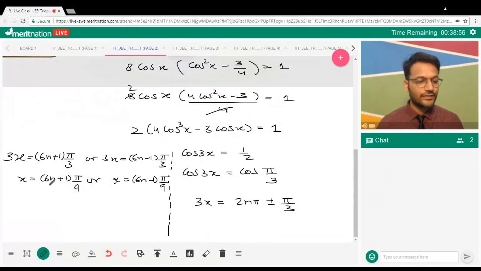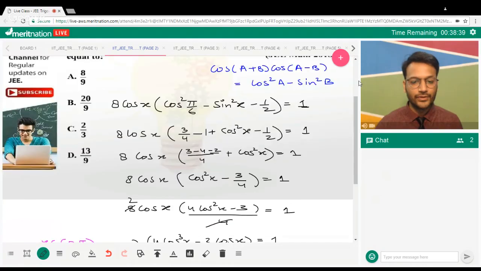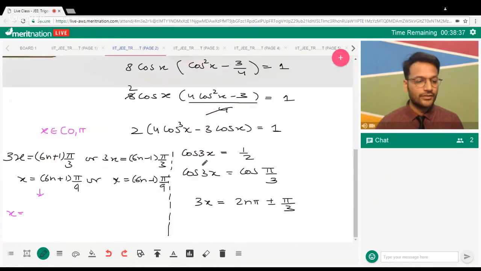So first value over here, if I say n is equal to -1, it will give me -5 pi by 9. It will be a negative quantity. We need x between 0 and pi, that's being given to us. Is it included, not included? Included. You should be very, very careful with this. We can include these values as well.